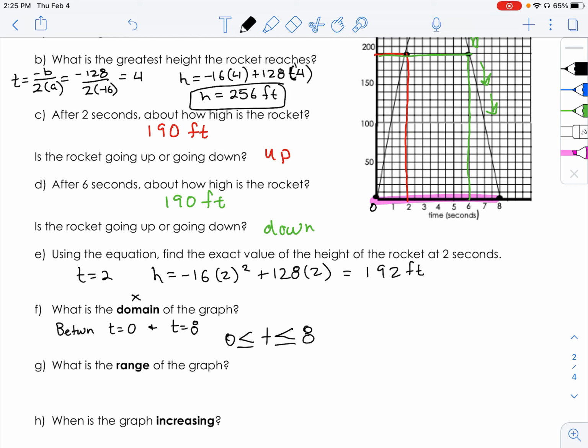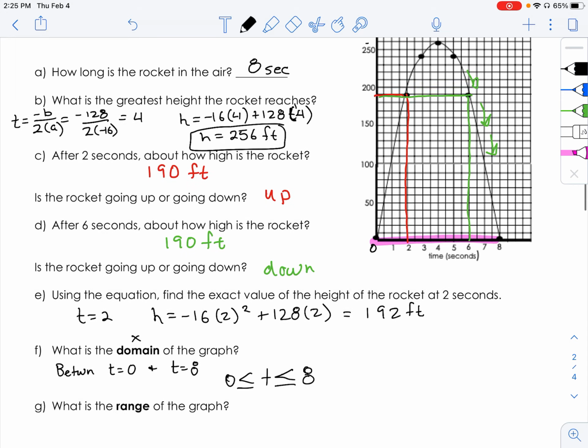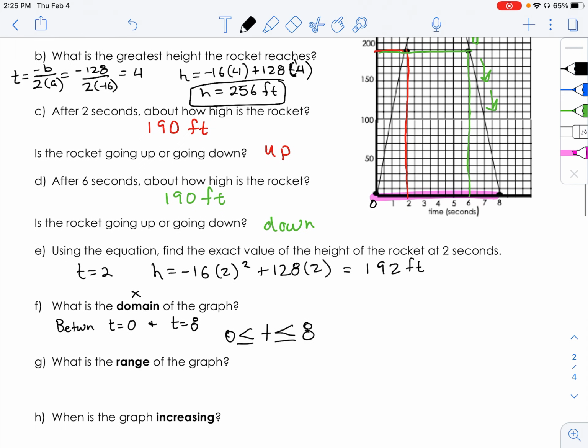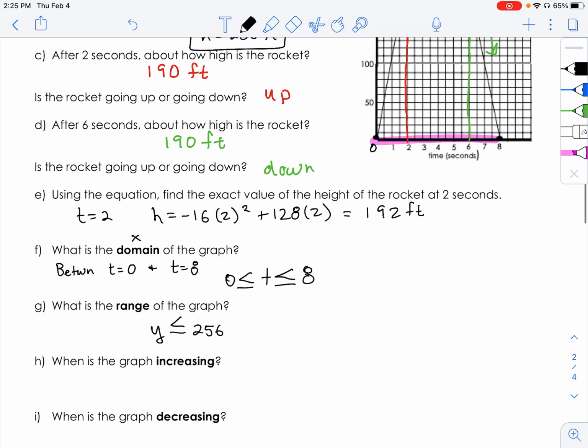What is the range of the graph? So the range is the y. So how high does this graph go? So the maximum height is 256 feet. So this graph only exists when y is less than or equal to 256 feet.